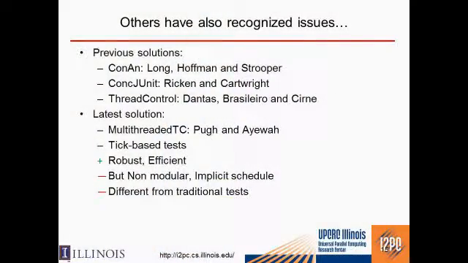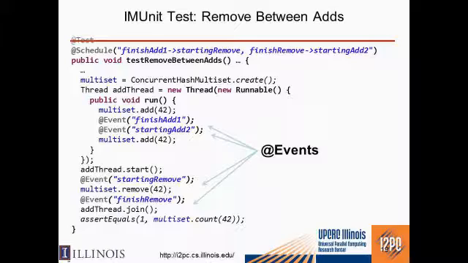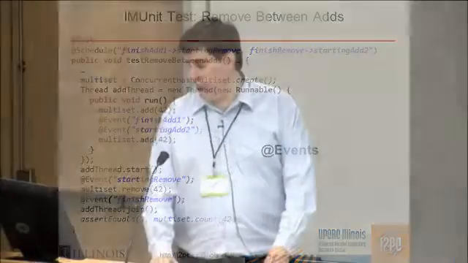And then the schedule is very, very implicit. If you try to understand what this test is doing, what it's encoding, it's very hard to figure out what's going on. So others have also recognized these issues. There have been a few research proposals on how to address these things: Conan, ConcJ, unit thread control. The latest solution before ours was something called Multithreaded TC from Bill Pugh and his group from Maryland. It addressed some of the problems from these sleep-based tests, but not all the problems. So we've then proposed our solution, which we call immunity, which we hope makes these things easier to solve.